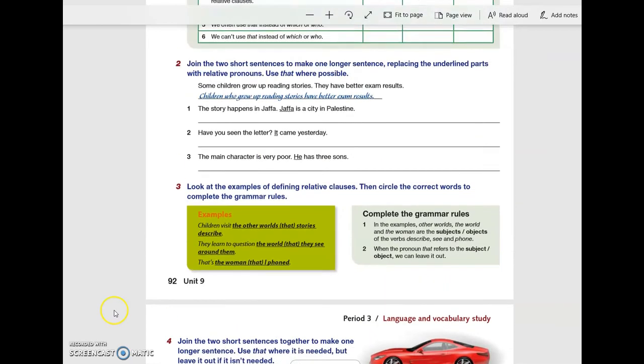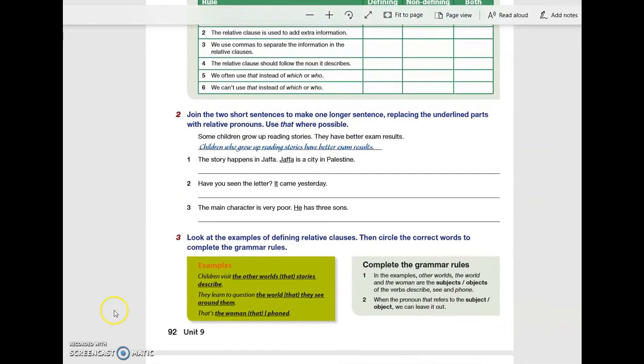Let's move to activity number 3. Activity number 3 is very easy. Look, I make it easier for you. Here we have reduced relative pronoun or full relative pronoun. Look at the example of defining clauses, then circle the correct words to complete the grammar rules.